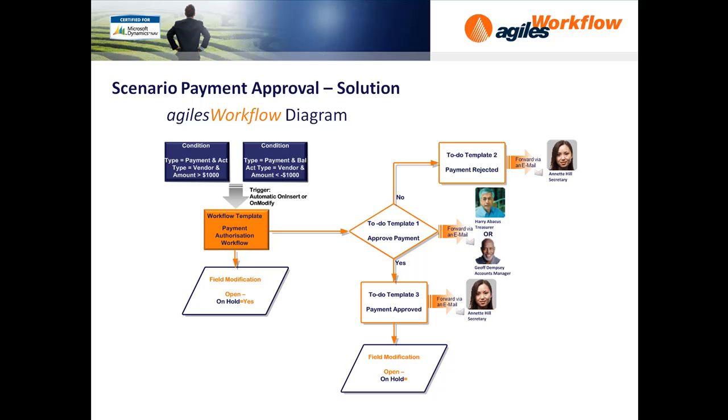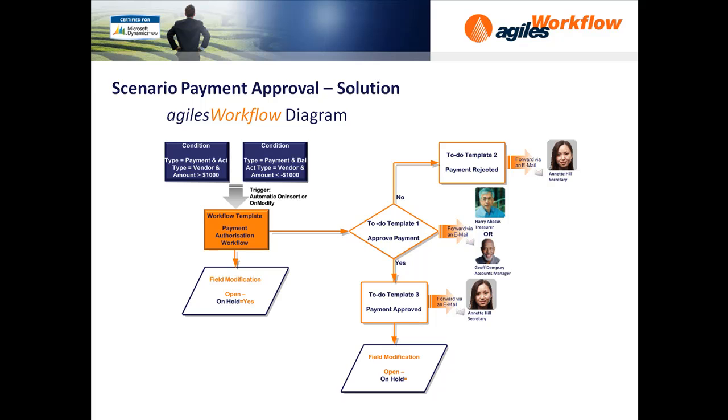Translated into Agilus workflow, the condition is that a payment is entered more than $1,000, and that will trigger the payment authorization workflow, which the first step will actually be a field modification. Agilus workflow will automatically move the payment journal to on hold. Then the first to-do is to approve the payment.